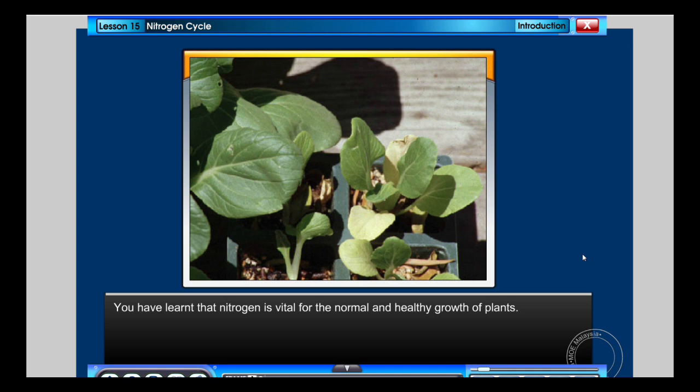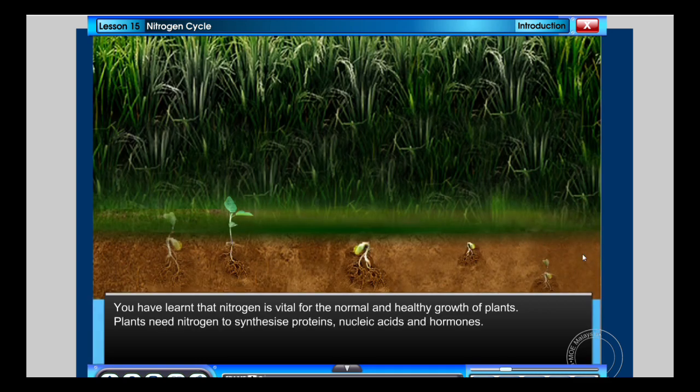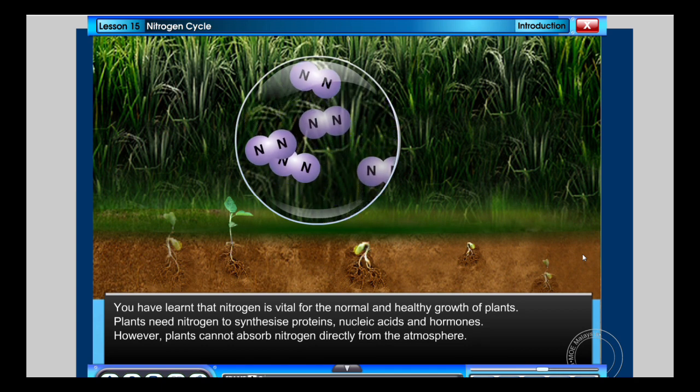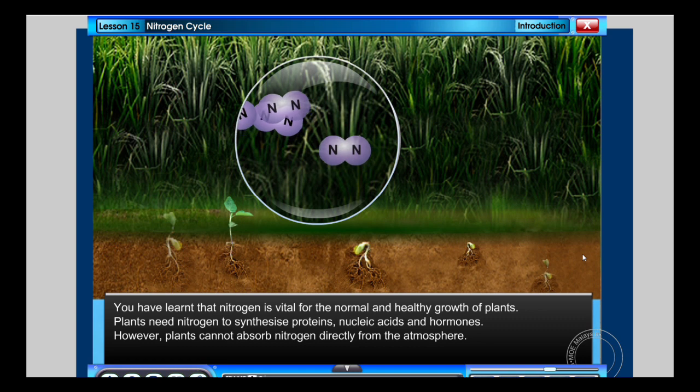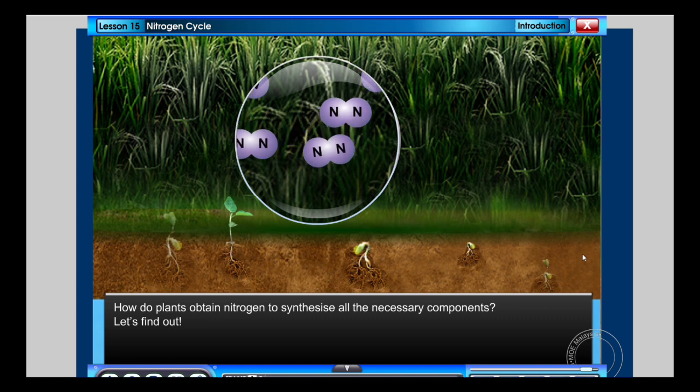You have learned that nitrogen is vital for the normal and healthy growth of plants. Plants need nitrogen to synthesize proteins, nucleic acids, and hormones. However, plants cannot absorb nitrogen directly from the atmosphere. How do plants obtain nitrogen to synthesize all the necessary components? Let's find out.